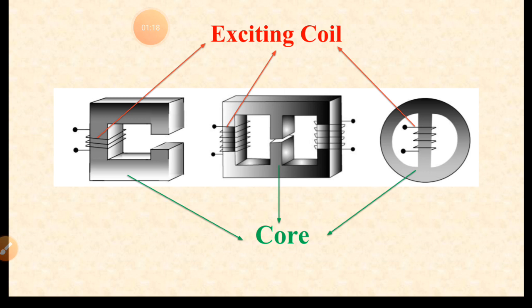Assume that a current I is passed through this coil having n number of turns. So what will be happening? A flux phi will be produced within the core. And this flux will depend upon the number of turns and the current. And the product N, which is the number of turns, and I, which is the current, is known as magnetomotive force, shortly MMF. So, an MMF will produce the flux in the core.